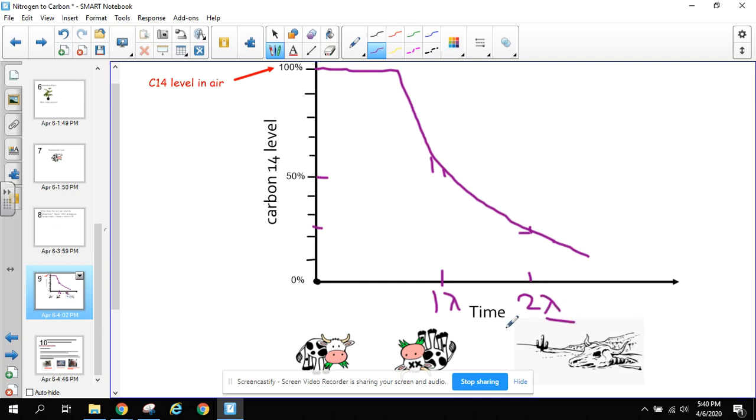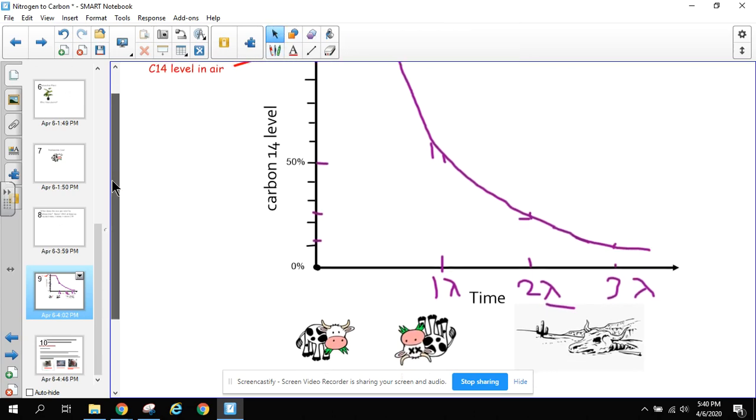Lambda here, by the way, is the Greek symbol lambda. It's used to stand for half-life by people that do this a lot. Then someday there'll only be 12.5% of the carbon 14 left. That's where three half-lives are. So why is this so useful to us?